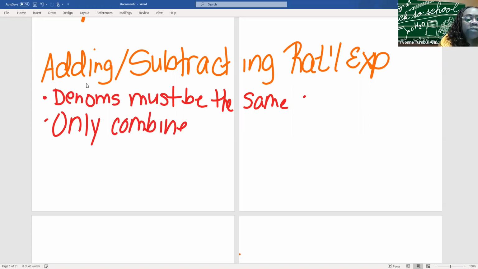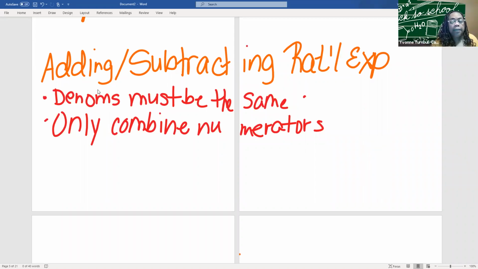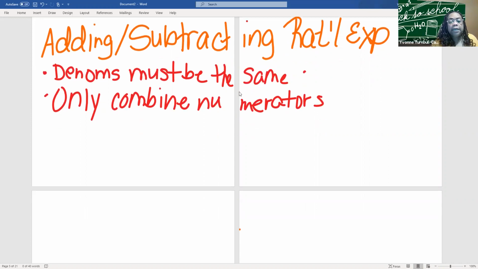Now, because we're talking about rational expressions, your denominator may not be a single number. It's going to be an expression, because that's what we're talking about. So because the rule tells the denominator to stay the same, it doesn't matter what the denominator is, it will stay as is.